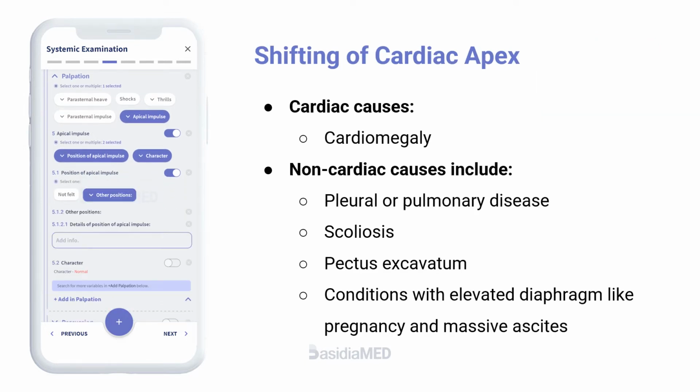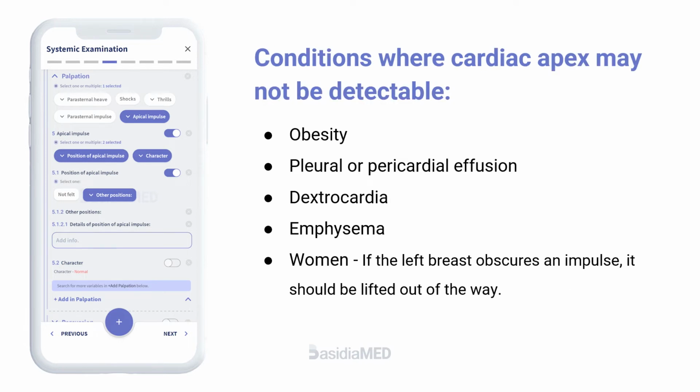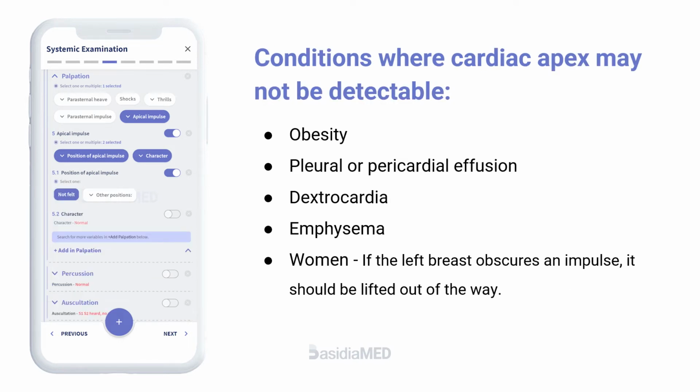Shifting of the cardiac apex may occur in the following conditions. Cardiac causes: cardiomegaly. Non-cardiac causes include pleural or pulmonary disease, scoliosis, pectus excavatum, and conditions with elevated diaphragm, like pregnancy and massive ascites. Conditions where cardiac apex may not be detectable: obesity, pleural or pericardial effusion, dextrocardia, emphysema. Women, if the left breast obscures an impulse, it should be lifted out of the way.